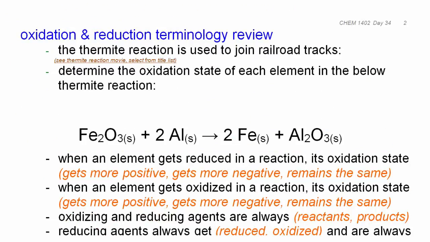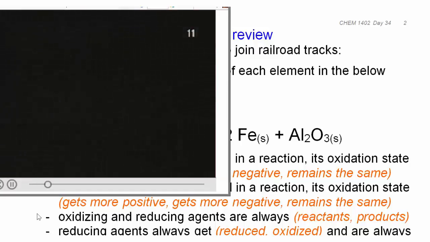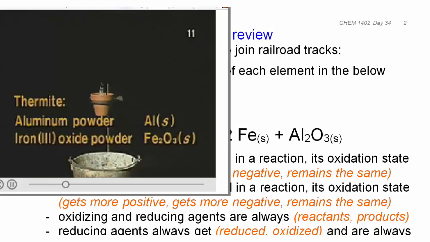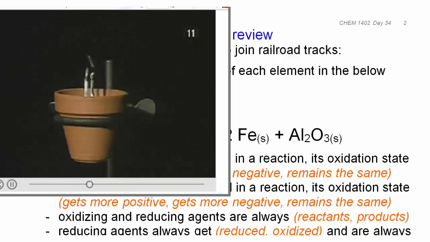Oxidation and reduction terminology, a little review. The thermite reaction is used to join railroad tracks. Aluminum metal is a very strong reducing agent. The flower pot contains thermite, a mixture of finely ground aluminum metal and iron(III) oxide, plus a starter mixture containing magnesium metal. The reaction is initiated by igniting the magnesium metal ribbon.